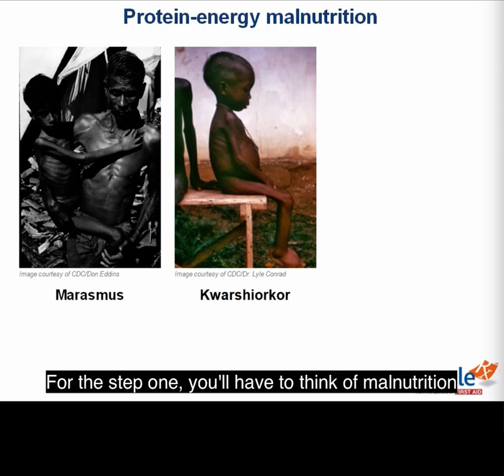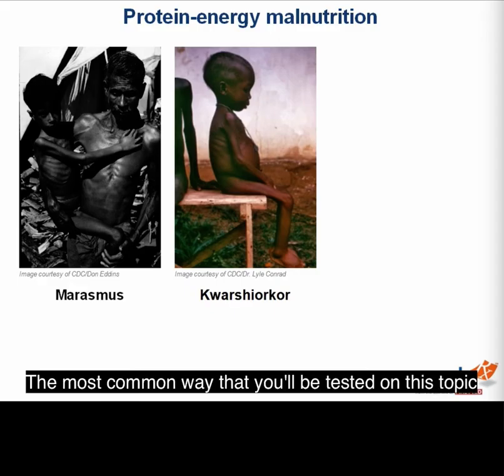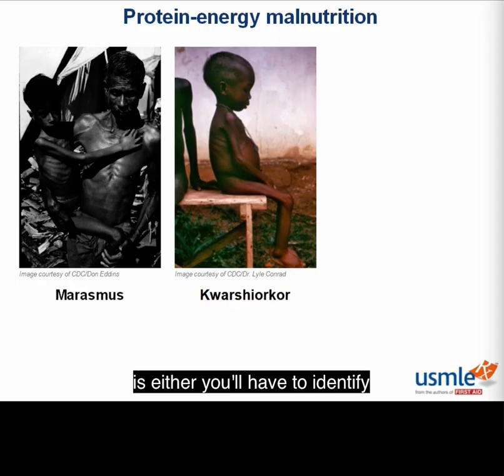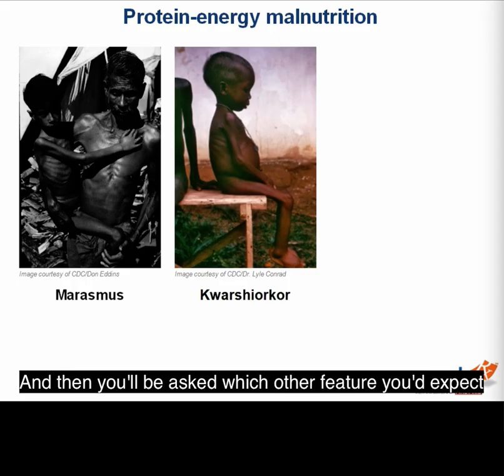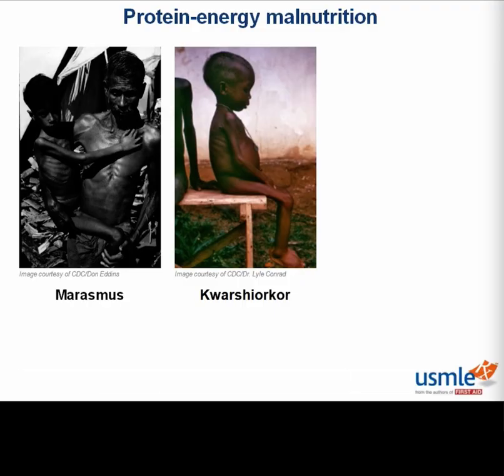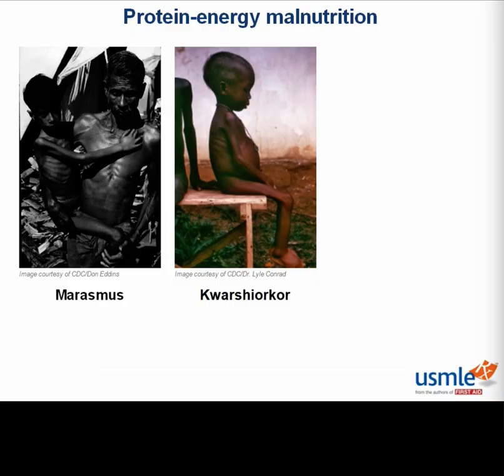For the step 1, you'll have to think about malnutrition in two different categories, which are called kwashiorkor and marasmus. The most common way that you'll be tested on this topic is either you'll have to identify which of the two categories your patient falls into, or you'll be given some signs and symptoms, which should clue you into one of these categories, and then you'll be asked which other feature you'd expect to see in that category. Alright, so what's the difference between kwashiorkor and marasmus?